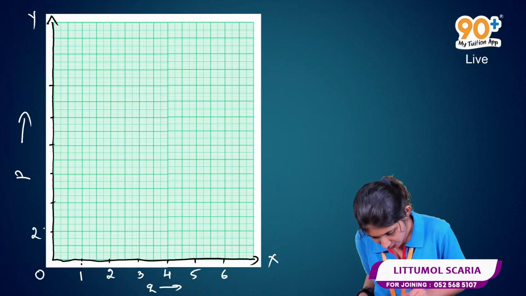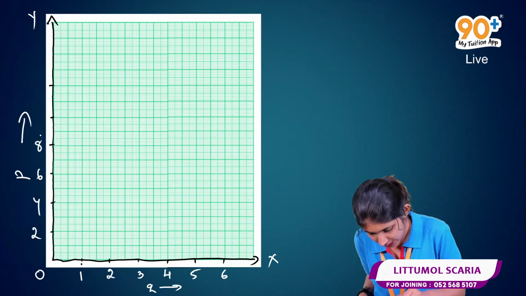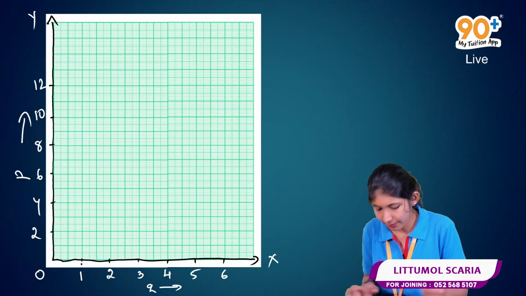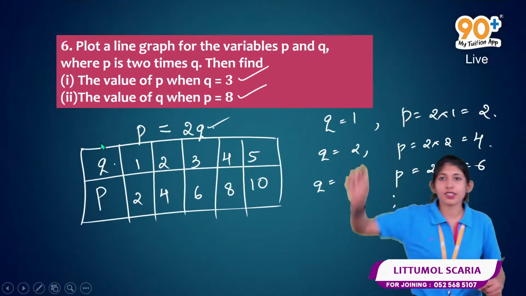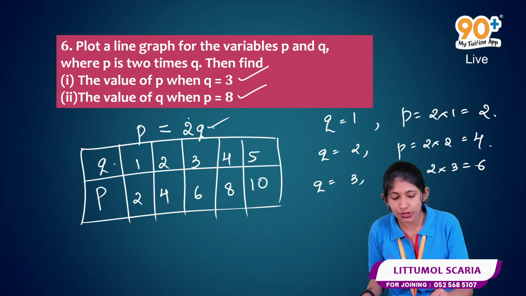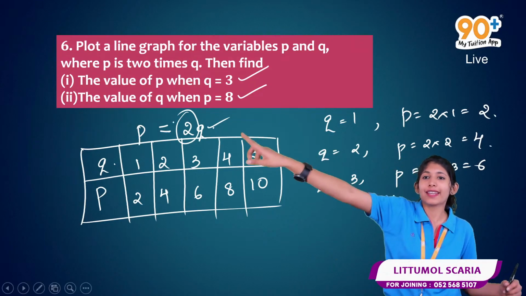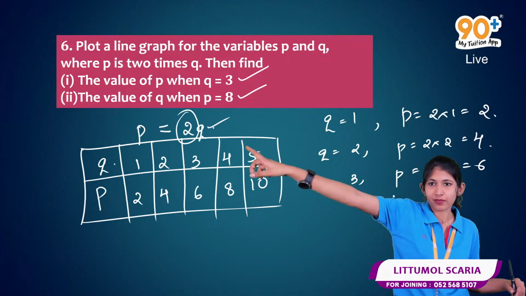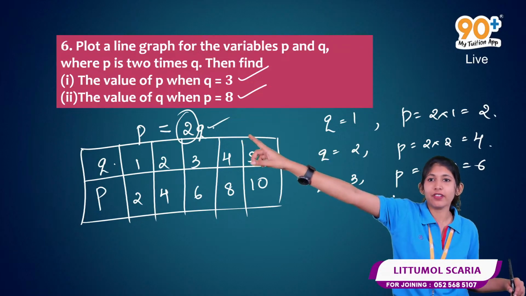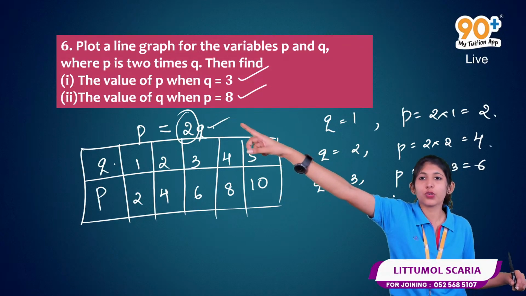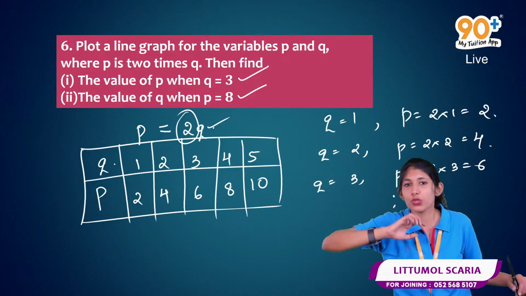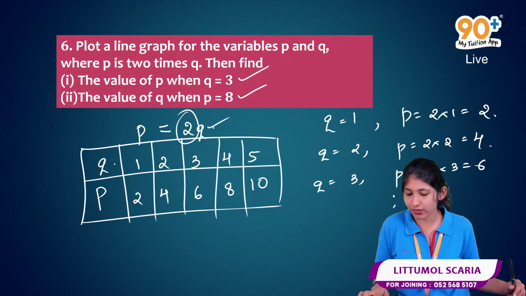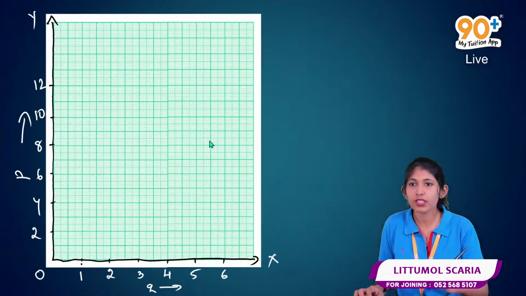Then here comes 2, 4, 6, 8, 10, 12. Ma'am, why? Because yesterday I told you P is 2 times Q. So your y-axis scale will be like this. Your y-axis scale will be 2 times, since you can see a constant 2 over here. It's linear, right? Yes, of course. Start plotting.